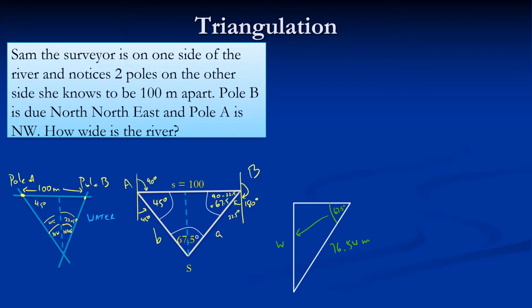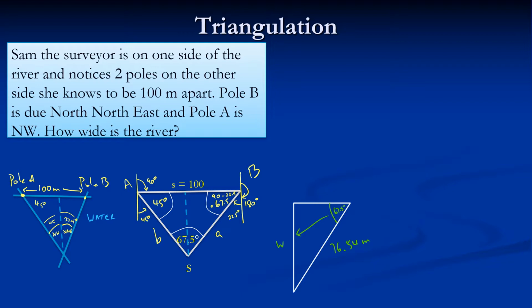Okay, let's have a look at Sam the surveyor. She's on one side of the river and notices 2 poles on the other side of the river. She knows the 2 poles are 100 meters apart. So we're looking at the first diagram here. Now pole B is due north-northeast and pole A is just northwest. Okay, how wide is the river?